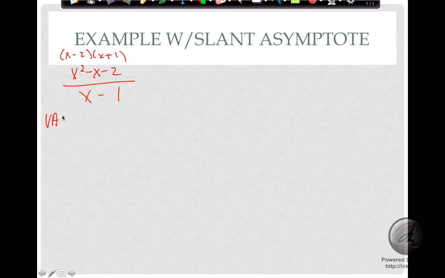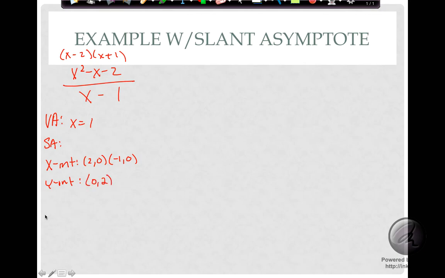So I have a vertical asymptote at x equals 1. I have no horizontal because the numerator is bigger than the denominator. So I have a slant asymptote. I don't know what that is yet. I have x-intercepts of 2 and negative 1 because that makes the numerator 0. And I have a y-intercept of negative 2 over negative 1, so 0, 2.